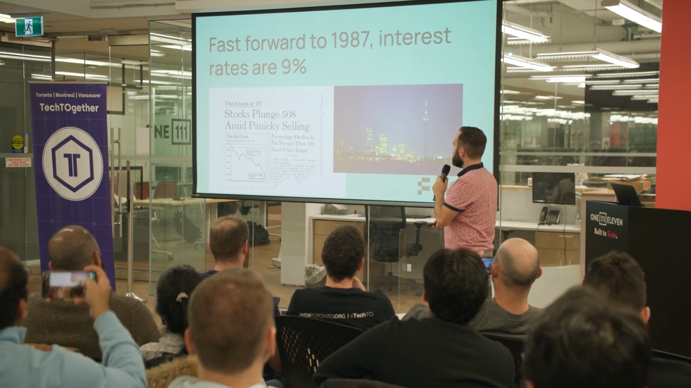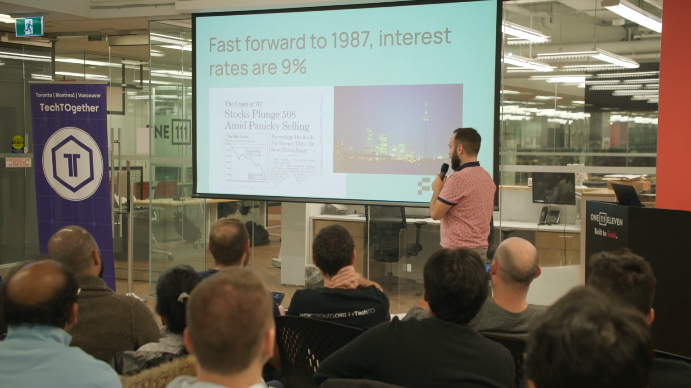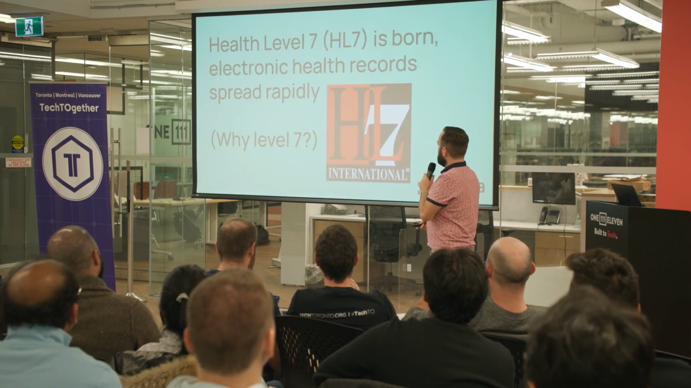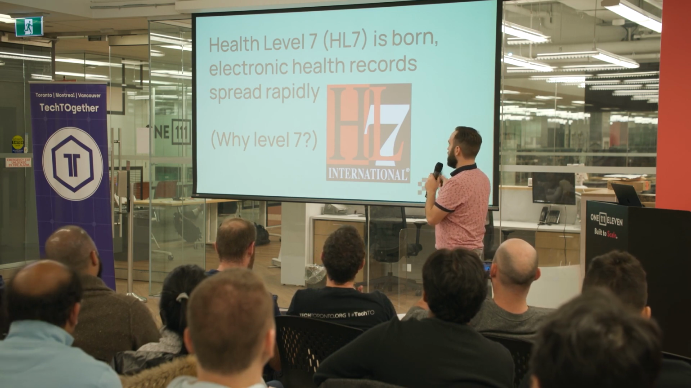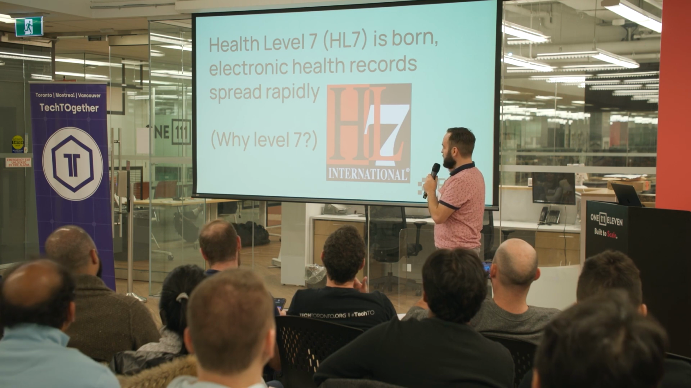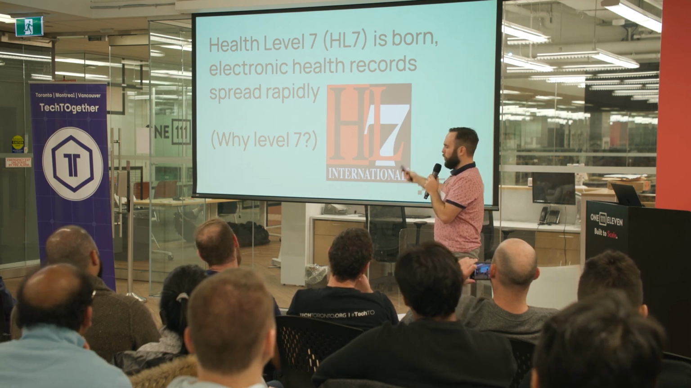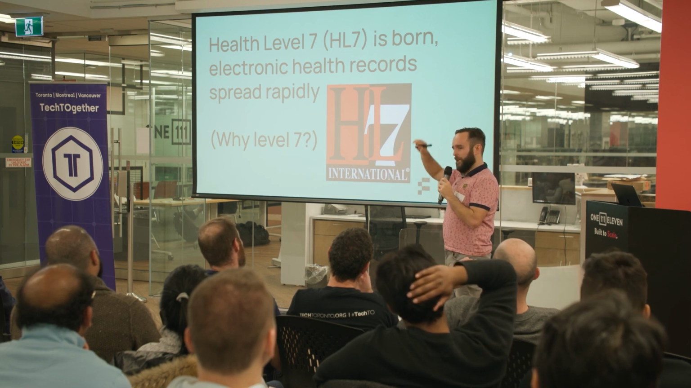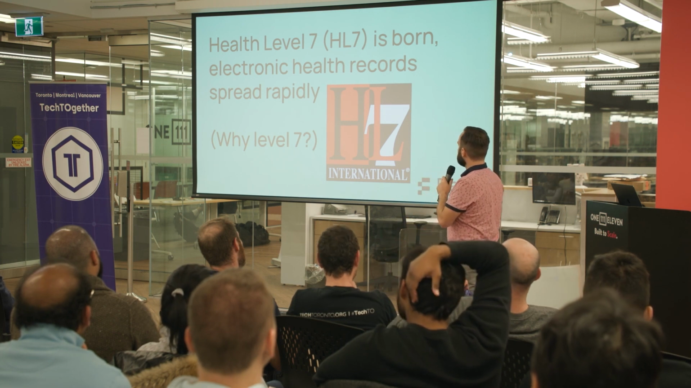Fast forward a few years, interest rates are at 9% now. It's another bad economic year. Toronto looks like this. And HL7 is born, Health Level 7. And this is where electronic healthcare records start to spread really rapidly. Why Level 7? OSI rather, Layer 7. You can look that up on Wikipedia if you don't know what that is.